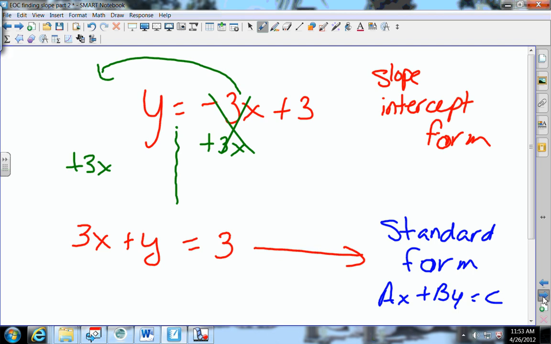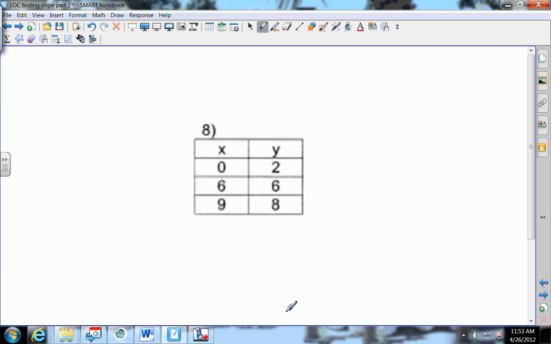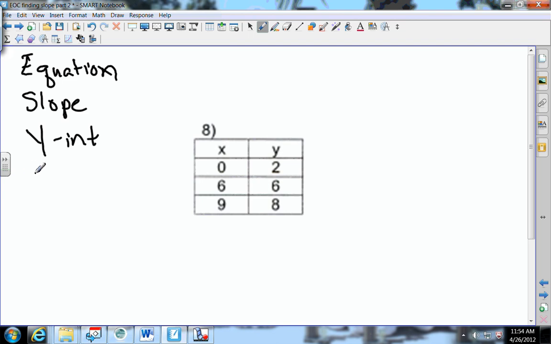Next. There's the next one. I want you to find the equation, find the slope, the y-intercept. So let me write that up here. I want you to find the equation. I want you to find the slope, the y-intercept. I want you to find it in standard form. And I also want you to find, let's add something else in there you should know how to do, the x-intercept. So let's do that now.